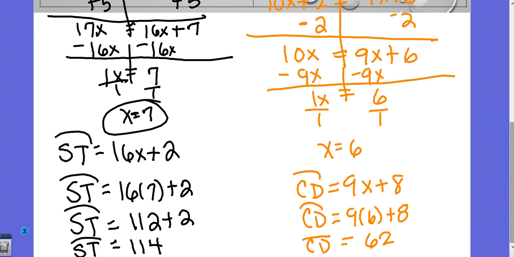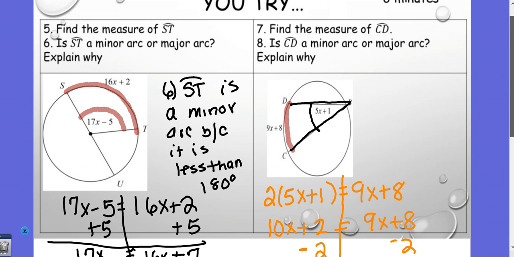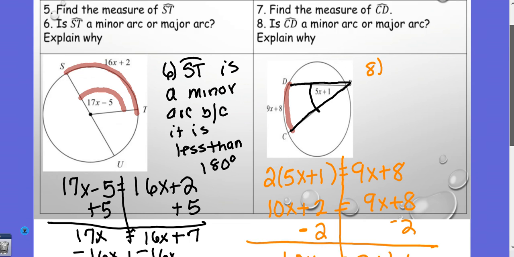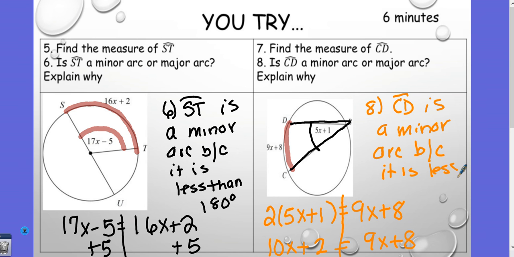All right. And we're finished. Well, that answered the second part of the question. So number 8 asks us, is this a minor arc? And what's that angle down here? 62. So arc CD is a minor arc because it is less than 180 degrees. And you're finished.